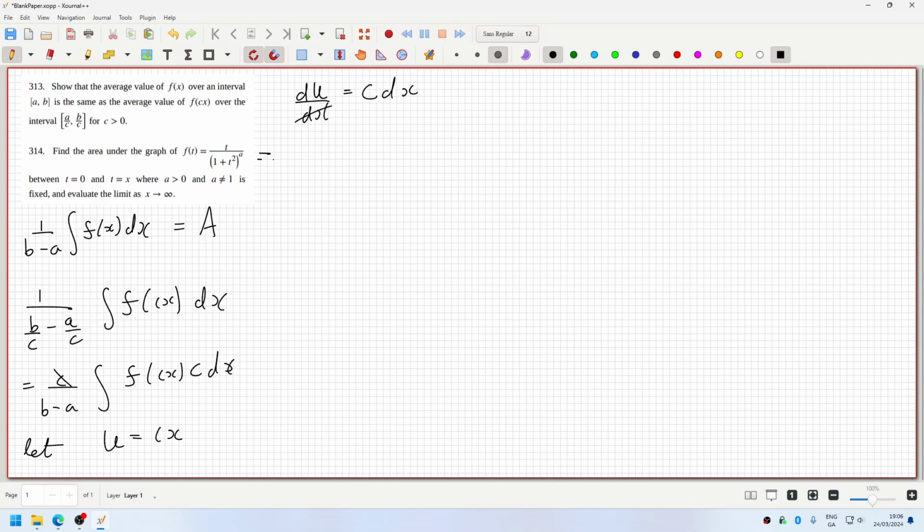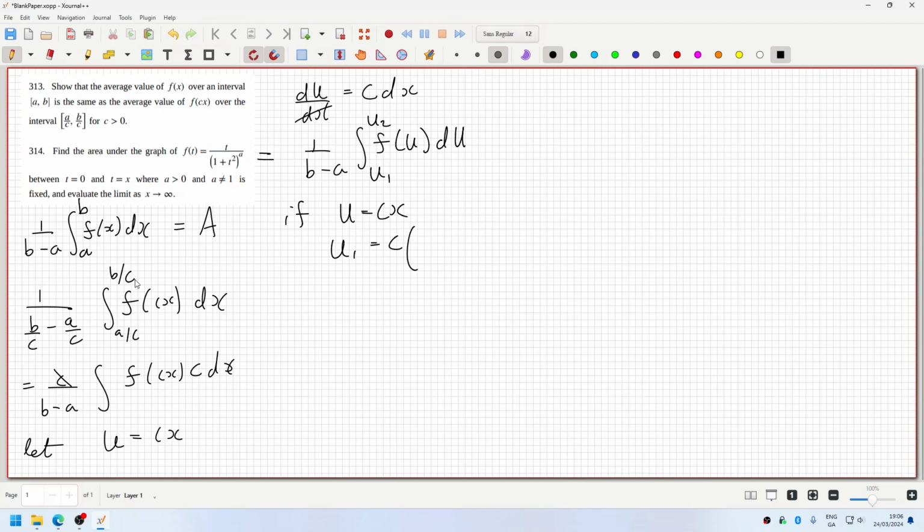So then the integration becomes 1 over b minus a integrate f of u du with the u limits. So we'll say u1 and u2. So if u equals cx, then u1 would be c, and then I should have written the limits in here. Sorry, that's a to b, and then that limit there is a over c to b over c.